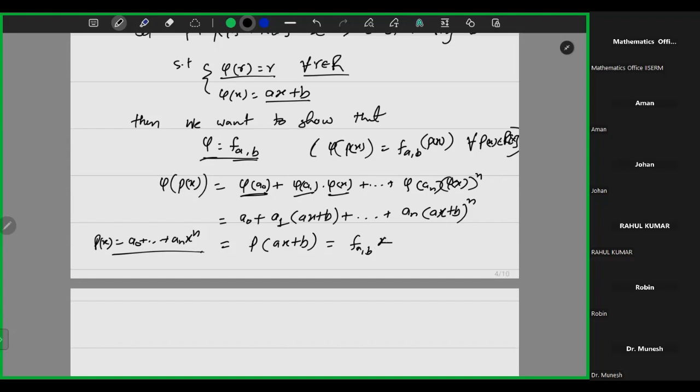and p of ax plus b is nothing but, as we defined, f_ab of p(x). So we wanted to show this, and we have shown this: phi of p(x) is equal to f_ab of p(x) for every p(x) in Rx.